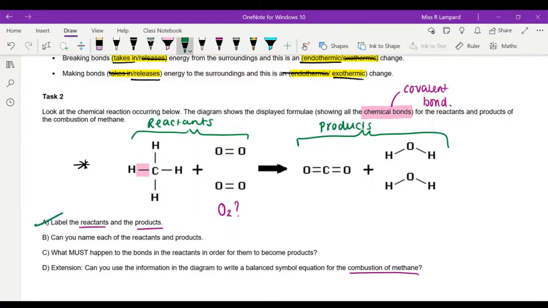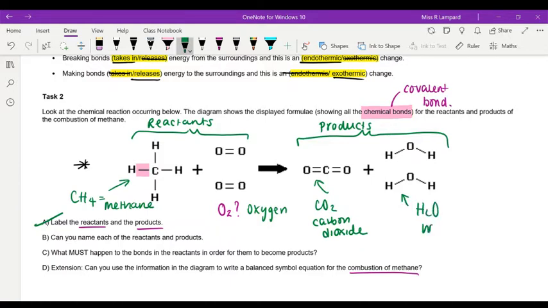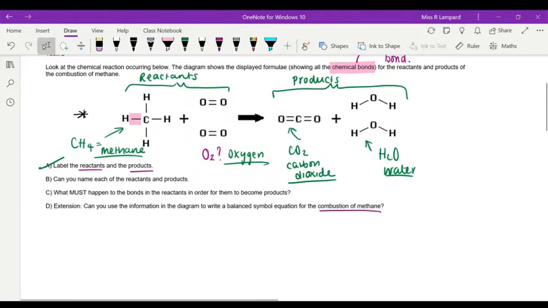Well, you can see here that this molecule here is made up of 1 carbon atom and 4 hydrogen atoms, and perhaps that's not one that you've come across before. That is indeed methane. O2 is, of course, oxygen. Here we've got CO2, or carbon dioxide, to form H2O, which is water. So we are reacting methane plus oxygen to form carbon dioxide plus water.